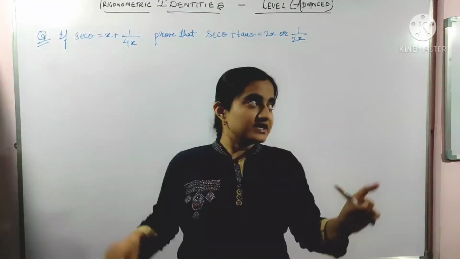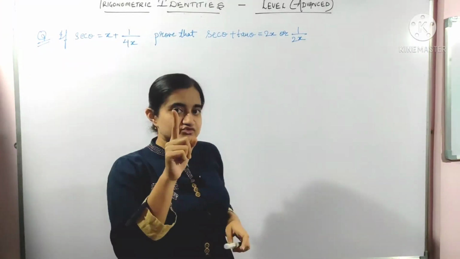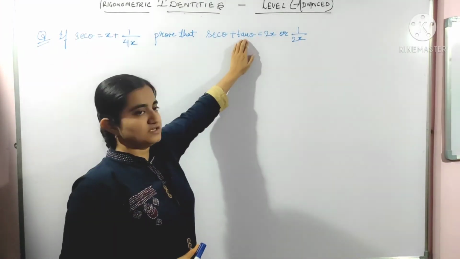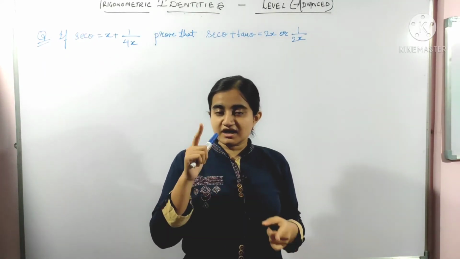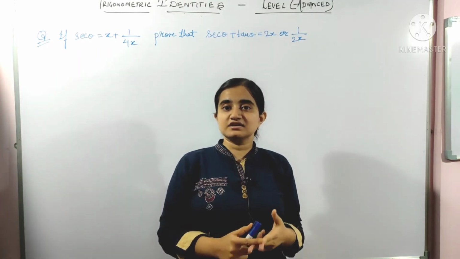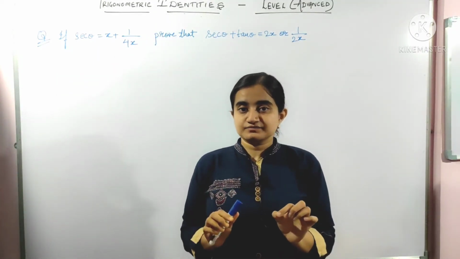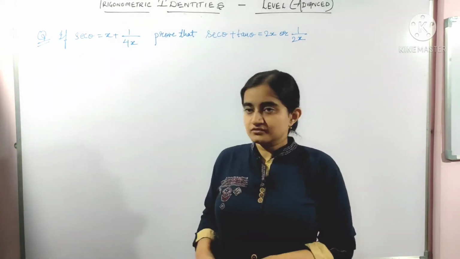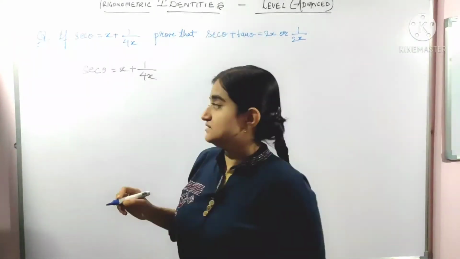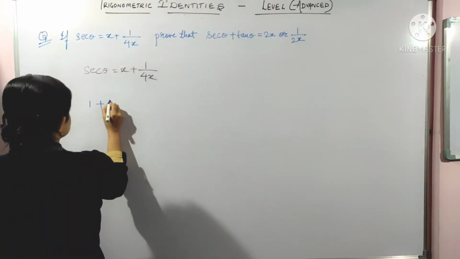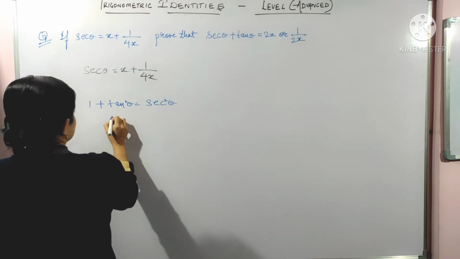Here I cannot connect this to this, so I can see one extra trigonometric ratio, that is tan theta. One thing clicked in my mind: there is a relation between tan theta and sec theta, that is the identity. That's why I will use the identity here and proceed further. So first we should write what we know, and now we will place the identity: 1 plus tan square theta equals sec square theta.